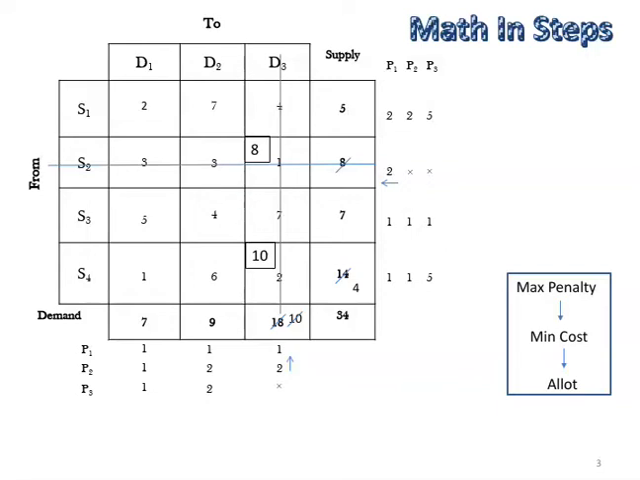In the first row corresponding to maximum penalty, the minimum cost is 2, whereas in the fourth row maximum penalty, the corresponding minimum cost is 1. So where the minimum cost is least, we should allot there. So we'll be allotting in the fourth row's maximum penalty. The cell is S4D1 cell with cost 1. So how much will we allot here? Supply is 4 and demand is 7. So minimum of 4 and 7, 4 will be allotted here.